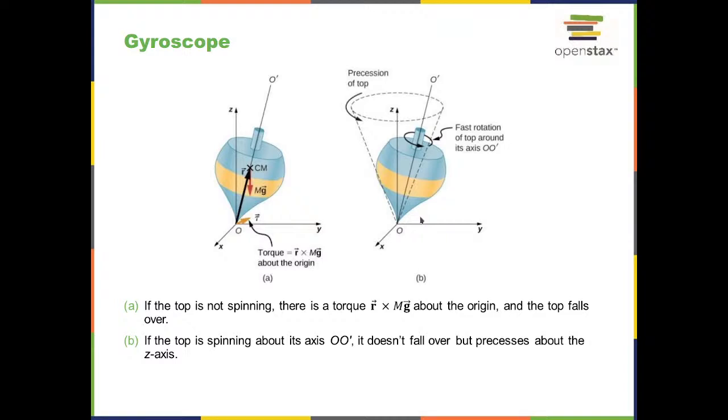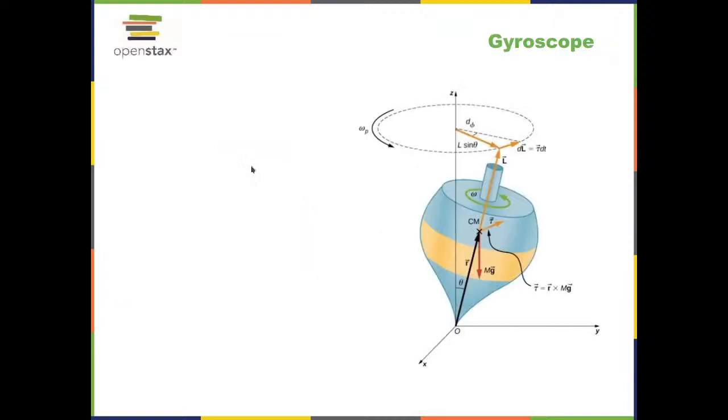So we can calculate that torque. Even in the case of a rotating top, the torque doesn't change, right? The torque is r cross the force, so that's going to be r cross m times g. So for a top that is at an angle theta, this is going to be r times m times g times sine theta. That's going to be the magnitude of the torque.